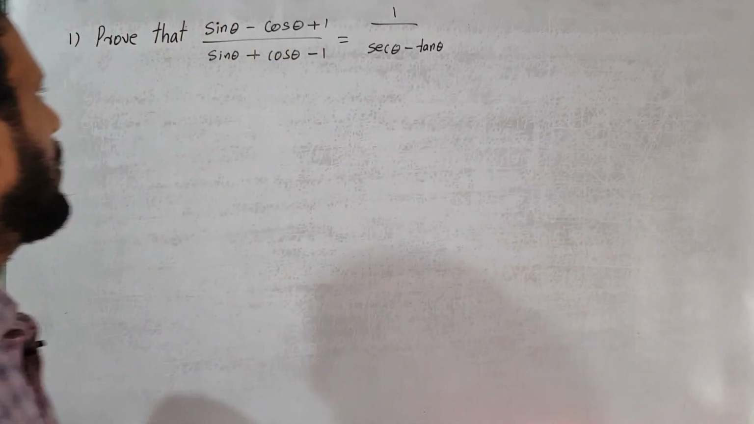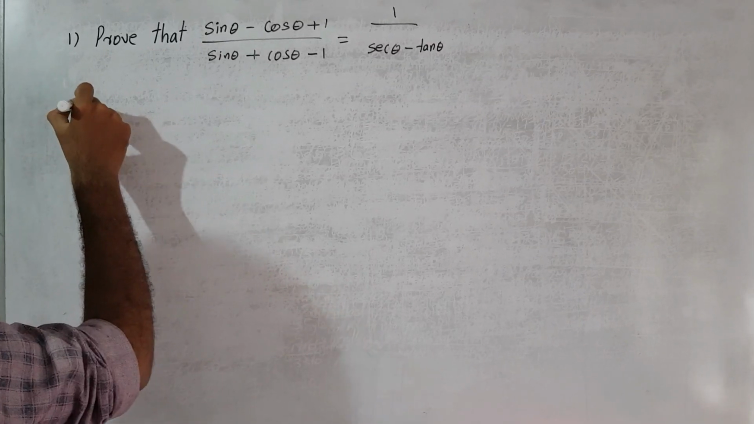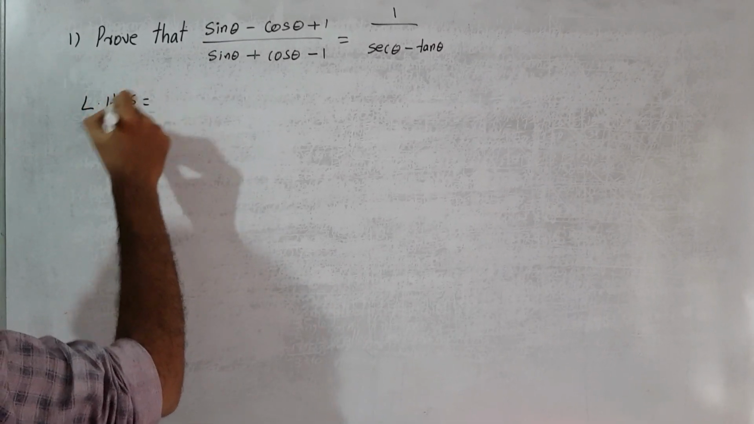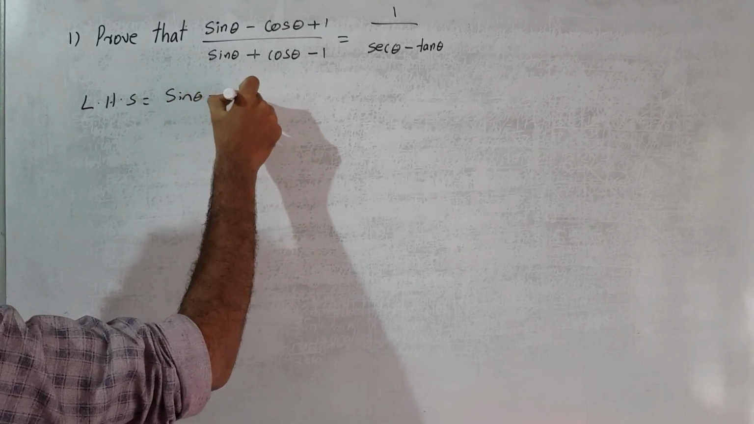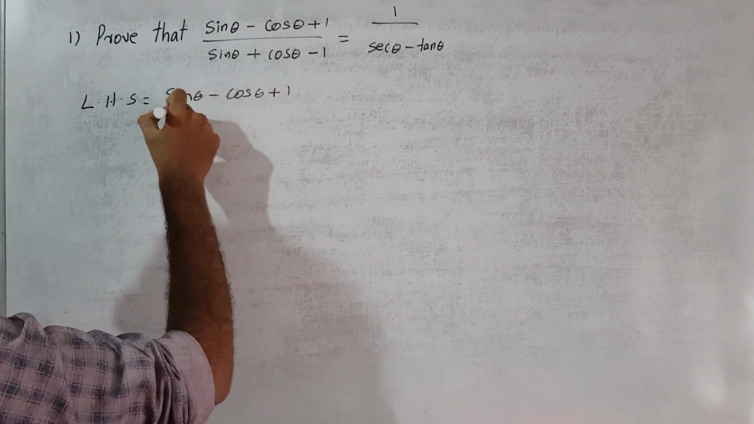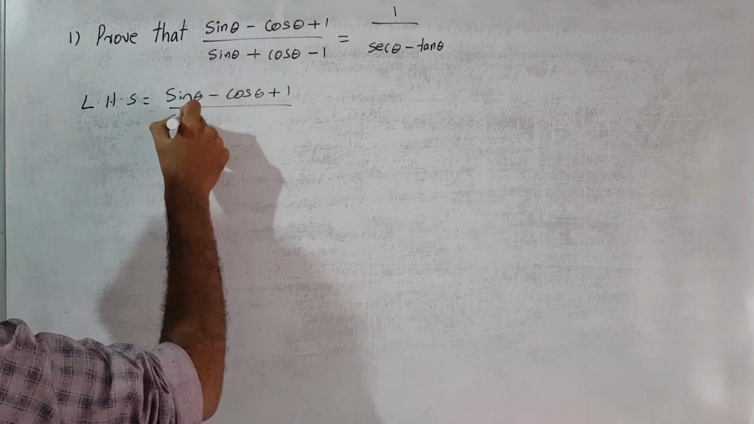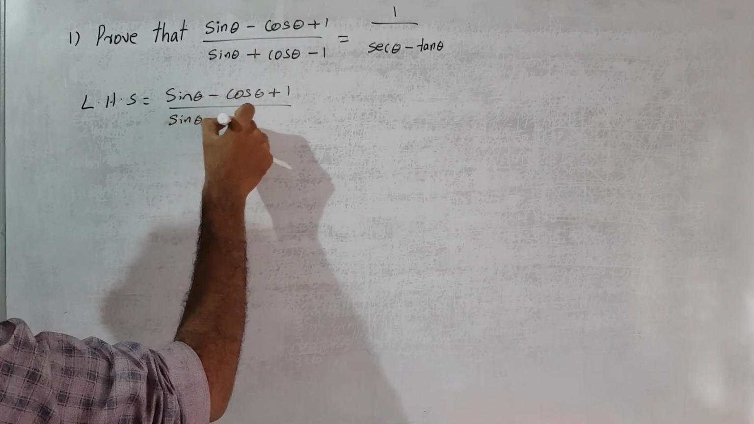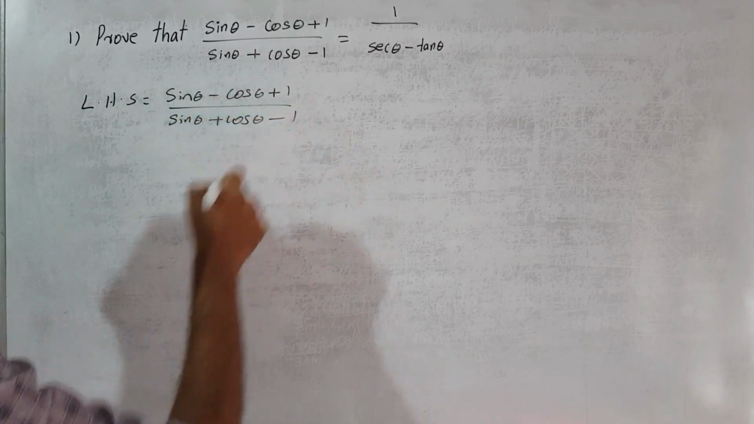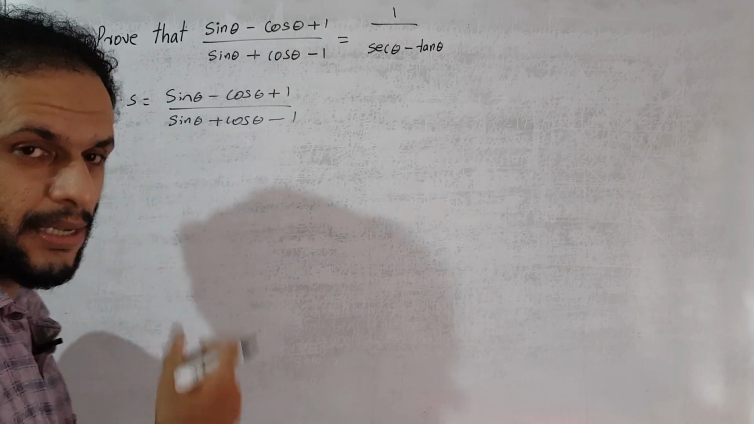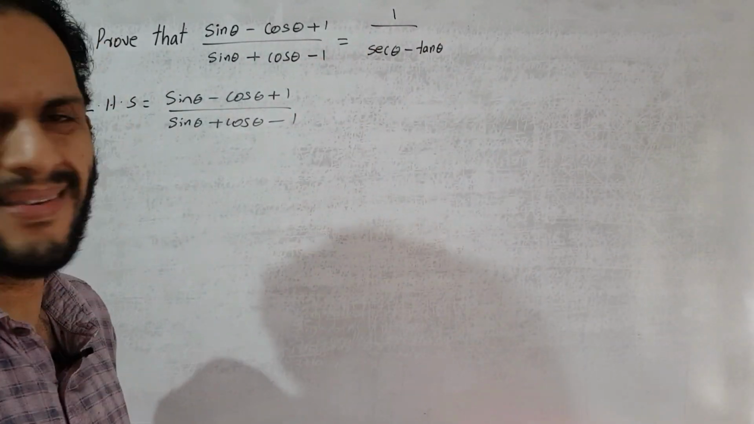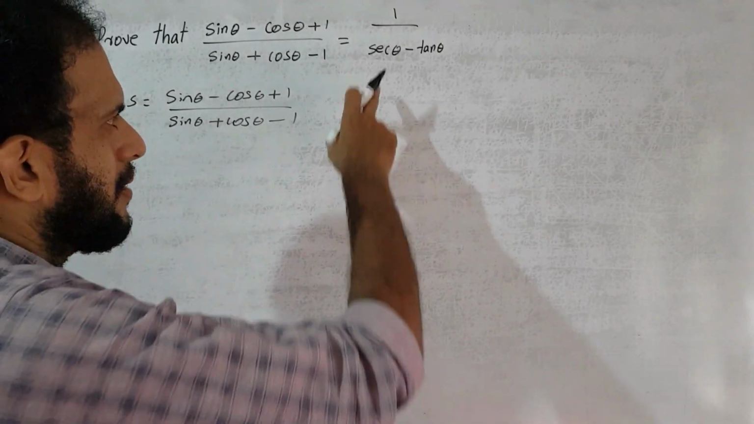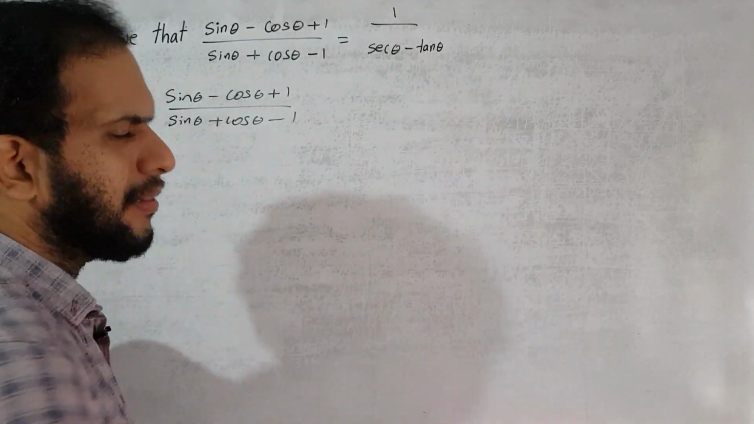So how do we start? We start from the LHS. Then LHS is equal to (sine theta minus cos theta plus 1) by (sine theta plus cos theta minus 1). Okay, so in this type of question we just check what the RHS is. RHS is sec theta and tan theta, correct?